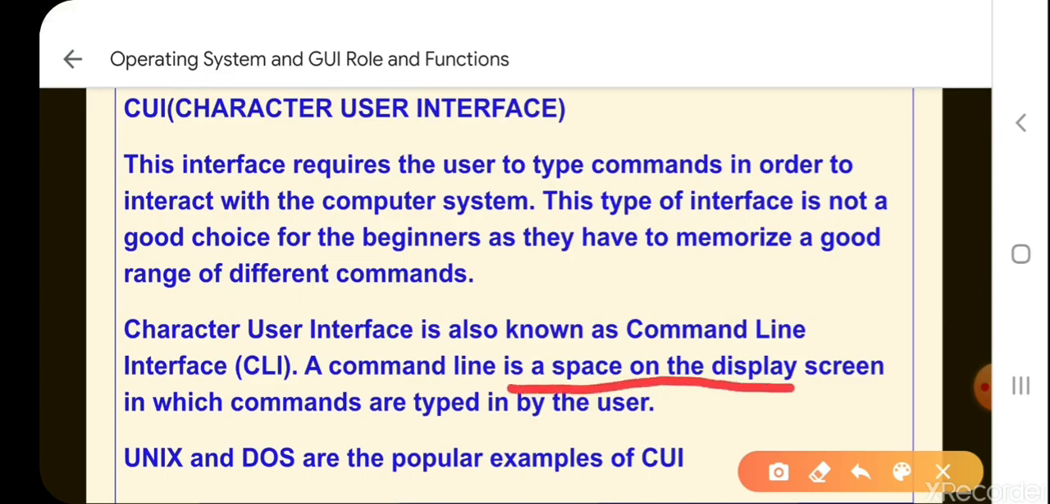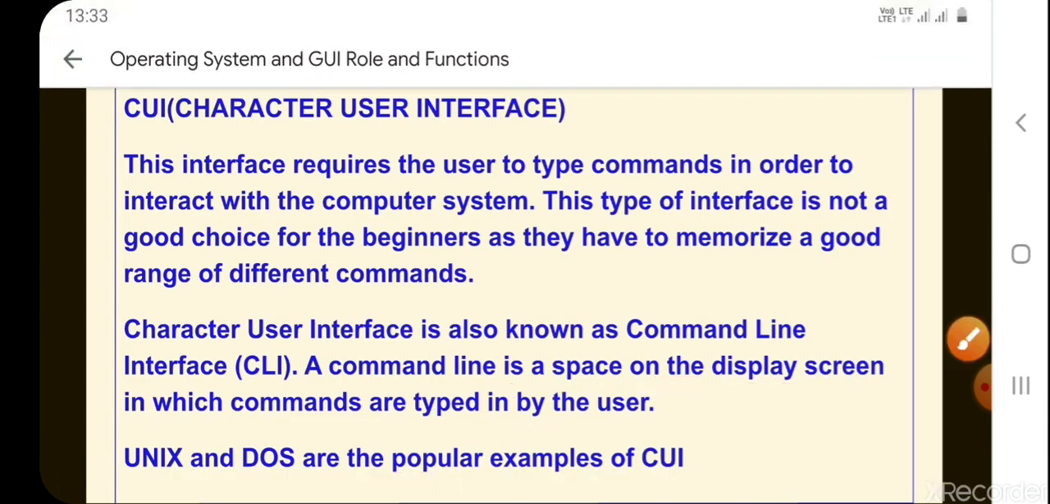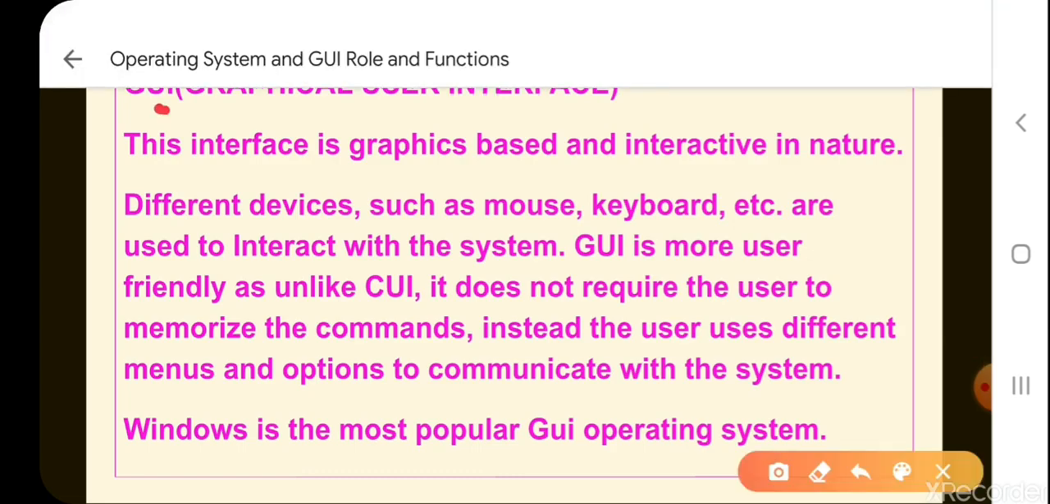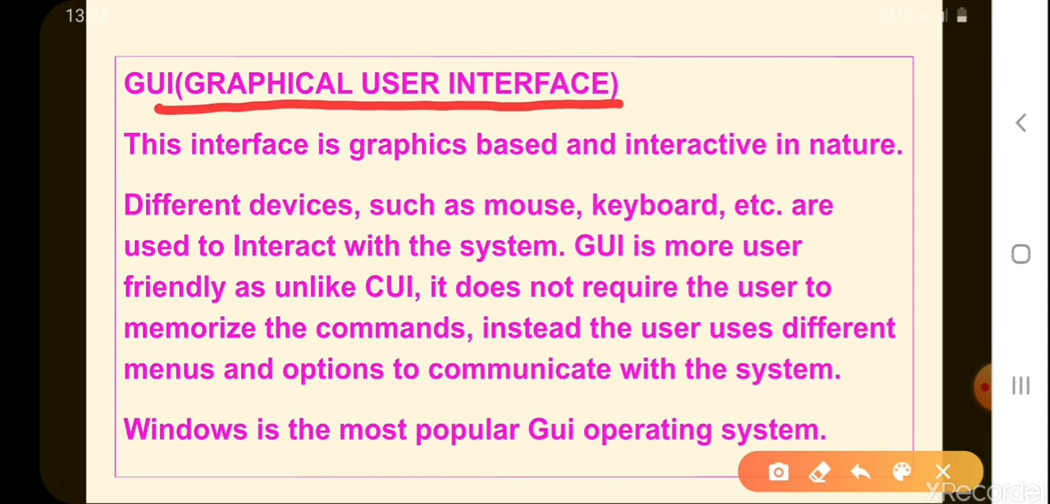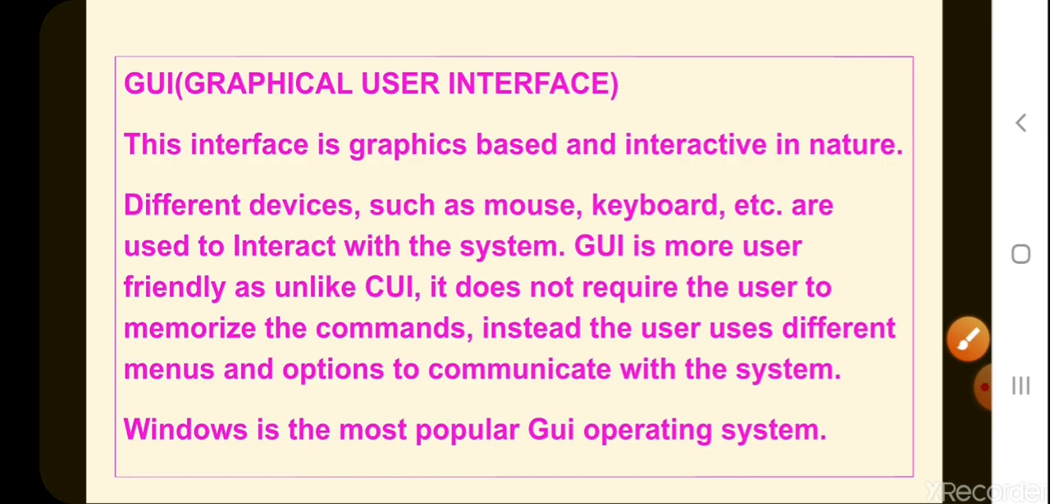A command line is a space on the display screen in which the commands are typed by the user. Unix and DOS, or the Disk Operating System, are popular examples of the character user interface. Next, let us talk about the GUI, or graphical user interface. As its name suggests, this interface is graphics based and interactive in nature. Different devices such as mouse and keyboard are used to interact with the system. GUI is more user friendly. Unlike the CUI, which is a bit difficult to use, it is very easy to use the graphical user interface.